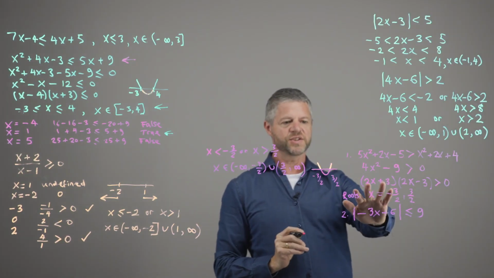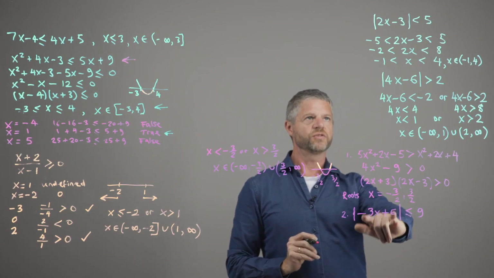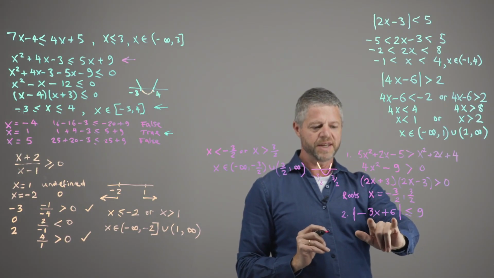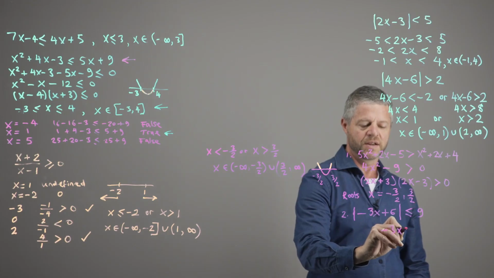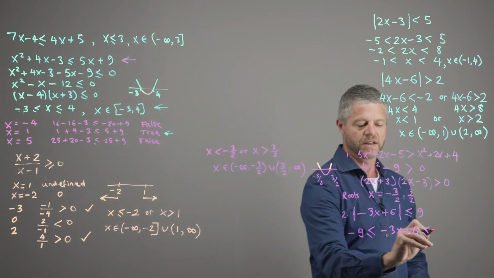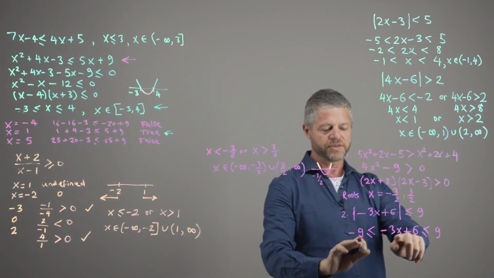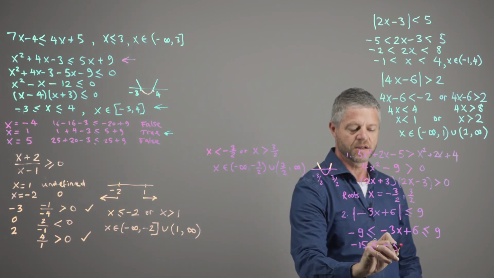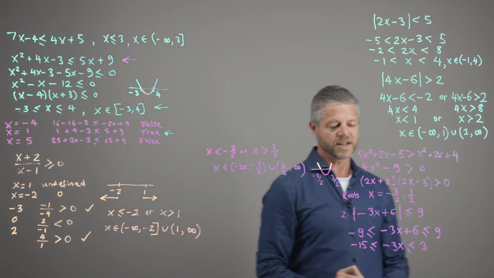Okay, so that's the solution for the quadratic example, and then let's do the solution for the absolute value example. So this absolute value inequality means that this value, minus 3x plus 6, is in between minus 9 and plus 9. And then if I subtract 6 from all three pieces, I'm going to have minus 15 on this side, minus 3x in the middle, and I'm subtracting 6, so I'll have 3 on that side.